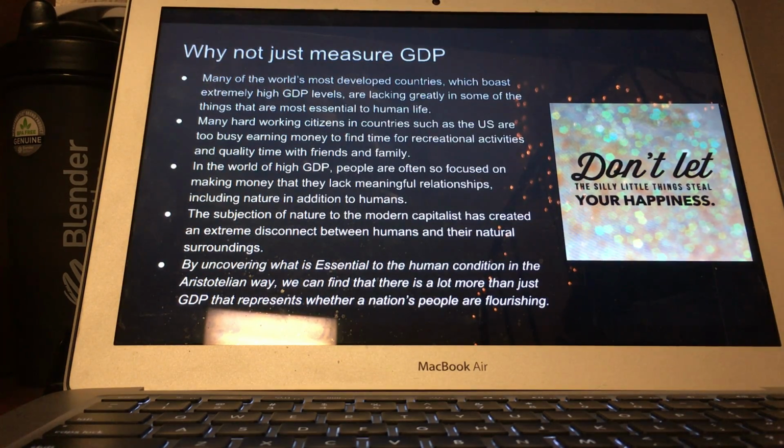The subjection of nature to the modern capitalist has created an extreme disconnect between humans and their natural surroundings. These are examples that in a world of rapid achievement and development actually represent regression for the human race because they result in less meaningful lives.